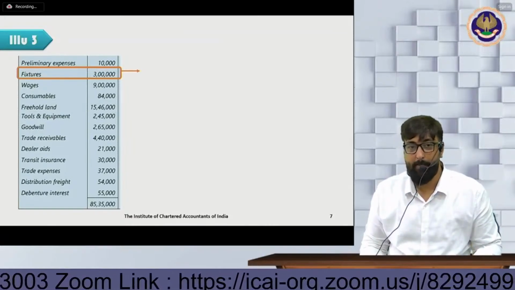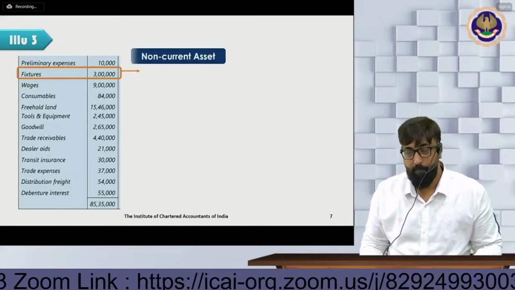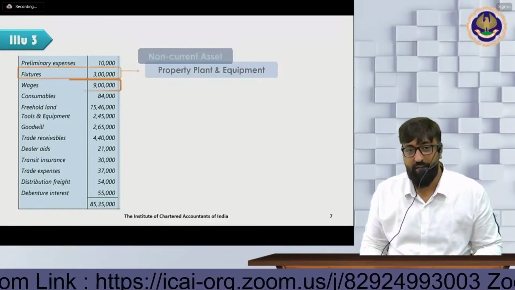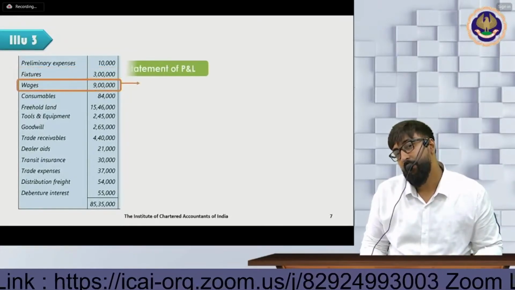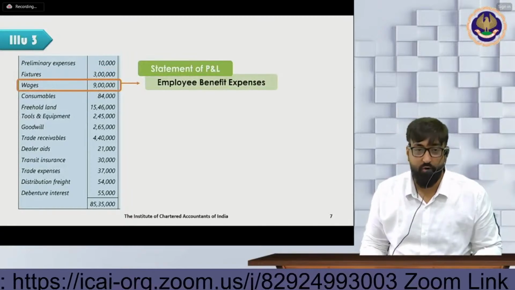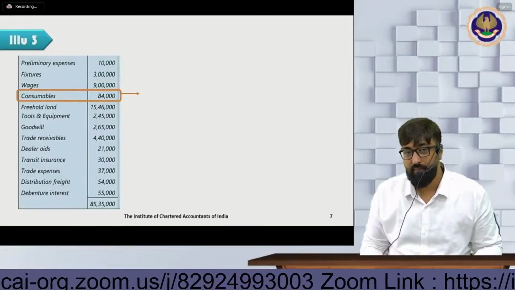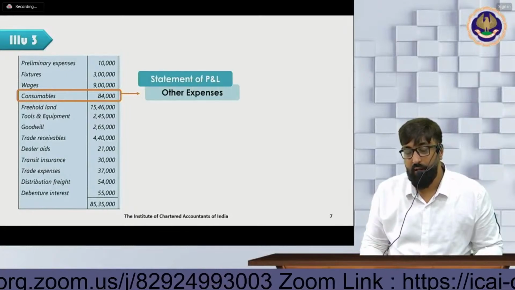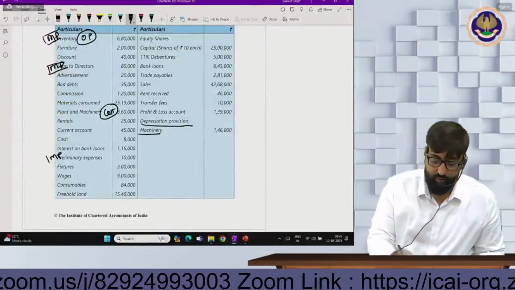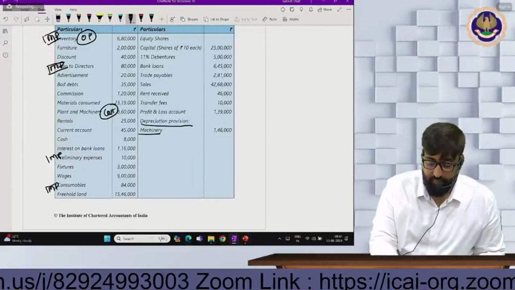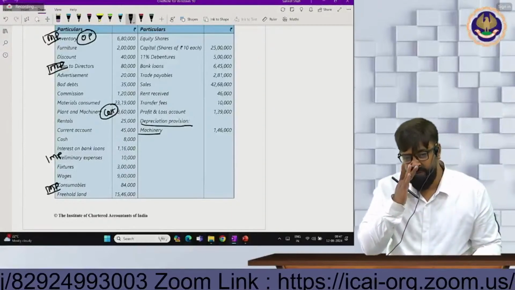Fixtures. PPE. Very good. Wages. Employee benefit expenses. Very good. Consumables. Other expense. Correct. आप में थोड़ी सी हिचकिचाहट दिखी. IMP. Consumables.